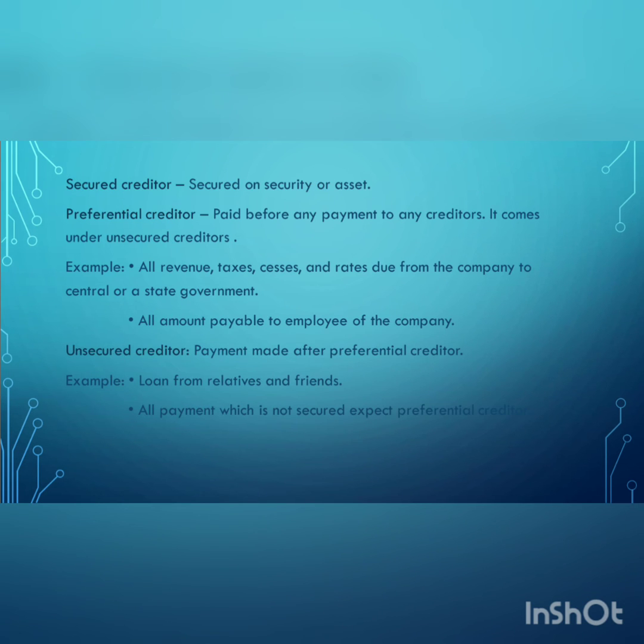Some points to remember: a secured creditor is secured on security or asset. Payment made to preferential creditors should be made before payment of any other creditor, and at last we need to make payment to unsecured creditors. If sufficient amount is available for unsecured creditors, then the excess amount is paid to the shareholders of the company.